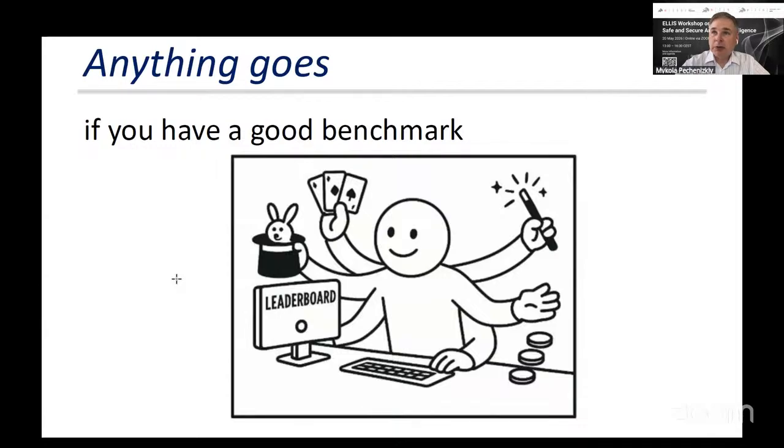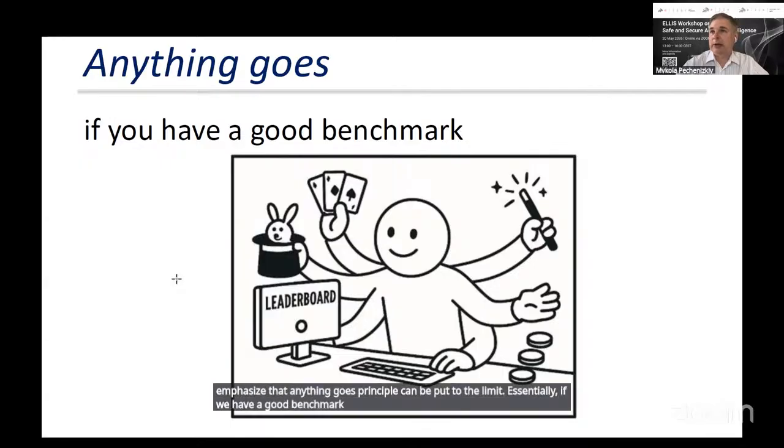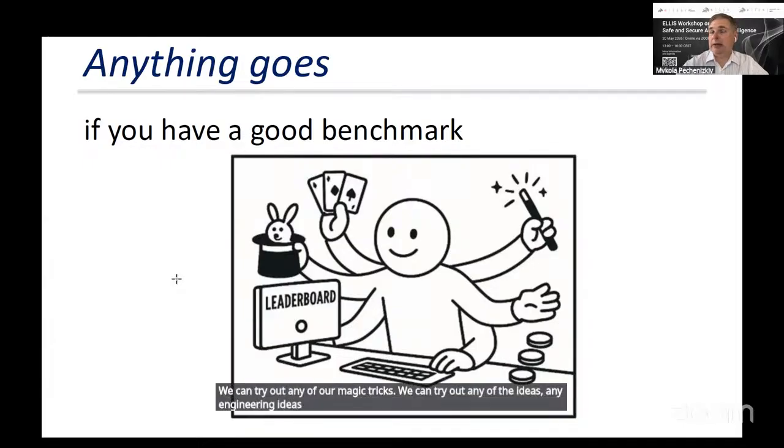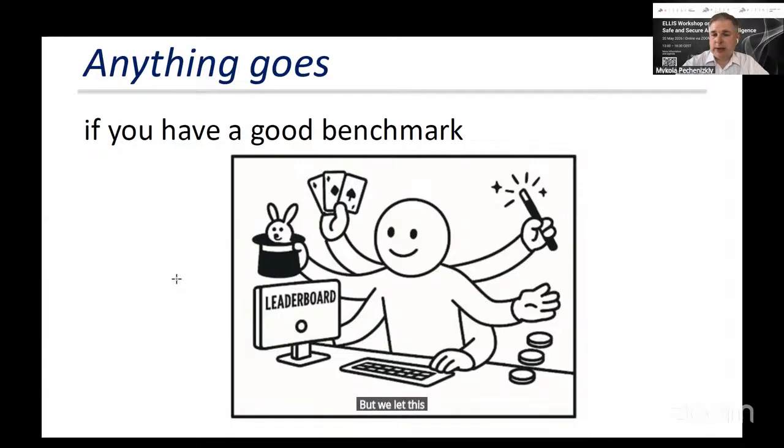And this promotion of benchmarking, essentially, emphasized that anything goes principle can be put to the limit. Essentially, if we have a good benchmark, we can try out any of our magic tricks. We can try out any of the ideas, any engineering ideas, ideas that we understand well from theoretical point of view, or possibly not yet. But we let this experimentation decide which ideas win. Next slide, please.